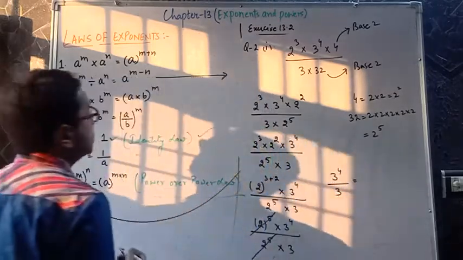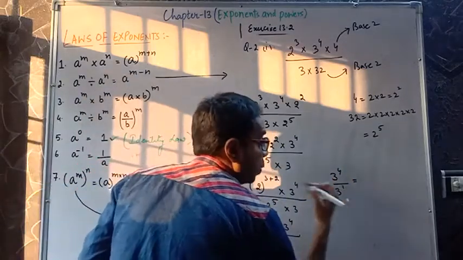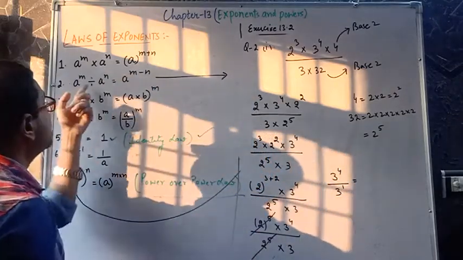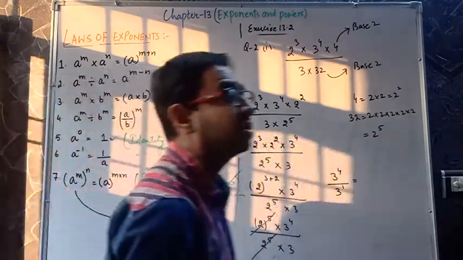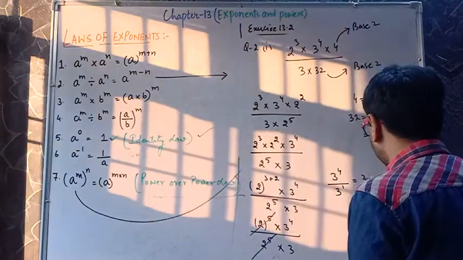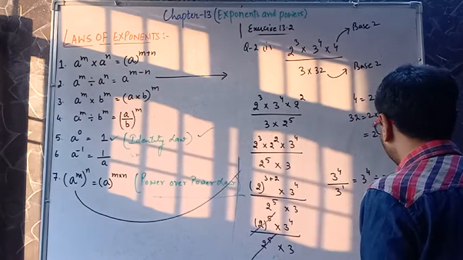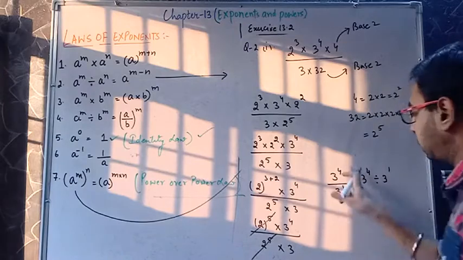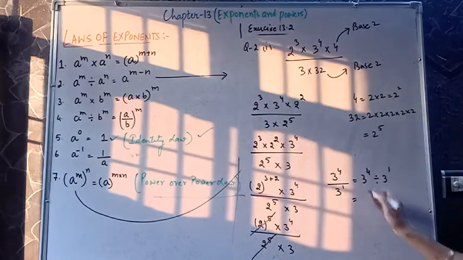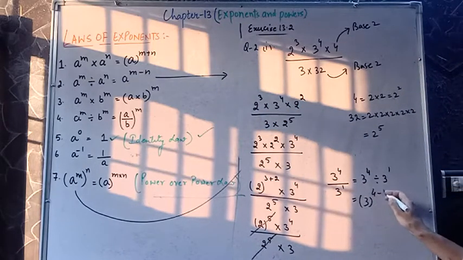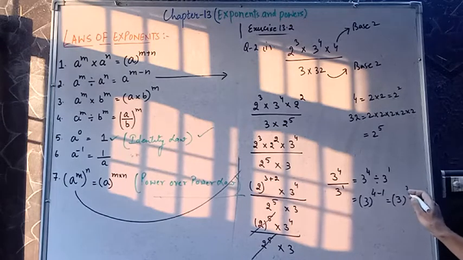So understand which rule is this. Now if no power is there, power is 1. In division, what happens? If bases are same in division, can I write this as 3 raised to power 4 divided by 3 raised to power 1? Any doubt? Bases are same, powers will be subtracted. Hence, what is the answer? 3 raised to power 3.